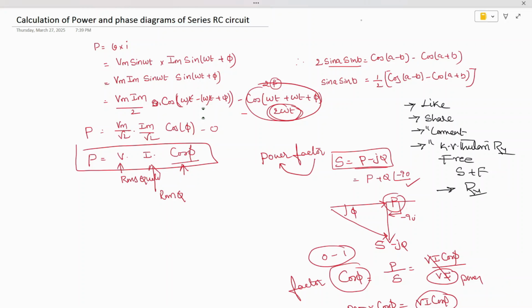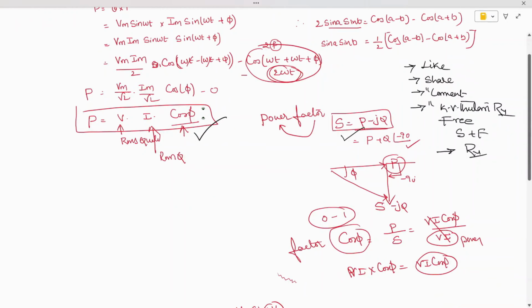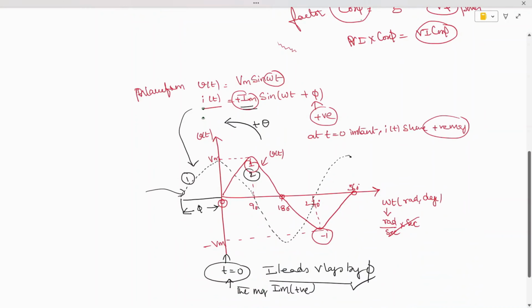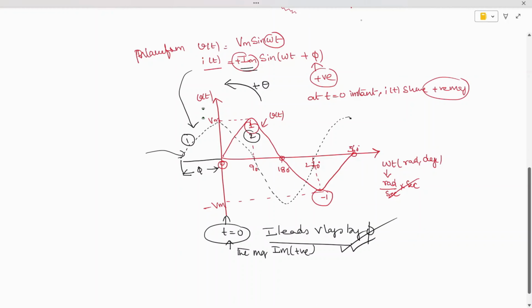You are strong. So just go through the derivation. Just P equal to VI cos phi, and apparent power S is equal to P minus jQ, with the power factor, and just draw the waveforms of voltage and current, and that's how we can understand current leads the voltage by an angle of 90.